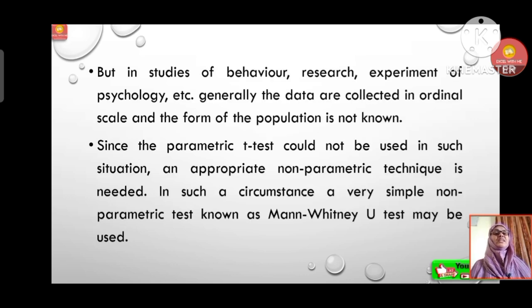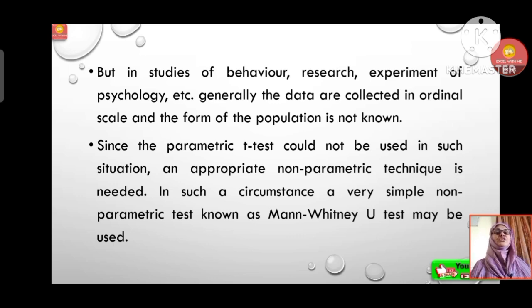But in studies of behavior, research, experiments of psychology, etc., generally the data are collected in ordinal scale and the form of the population is not known. Since the parametric t-test could not be used in such a situation, an appropriate non-parametric technique is needed. In such a circumstance, the non-parametric test known as the Mann Whitney U-test may be used.